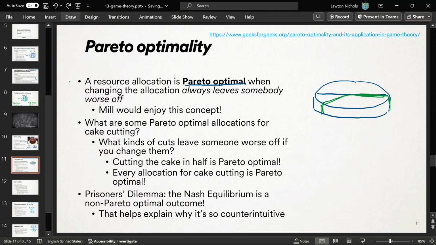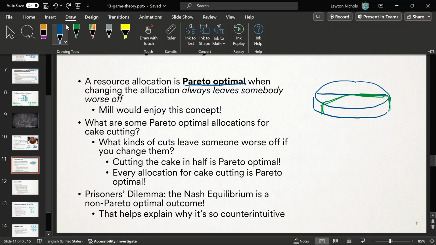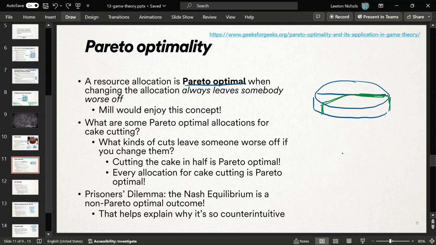And actually, surprisingly, every way of cutting the cake is Pareto optimal. Watch. That's a little weird to think about. There's more to it for sure, but this is kind of interesting. Here's a cake cutting. Here's an allocation of the cake. Do you see how your sibling will pick the giant piece, of course.